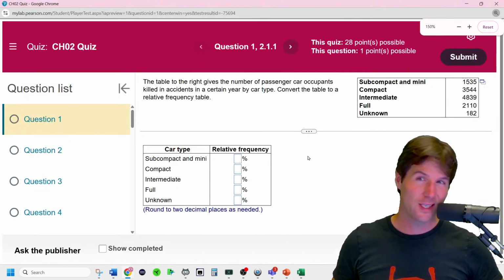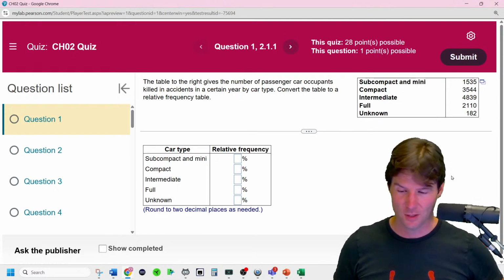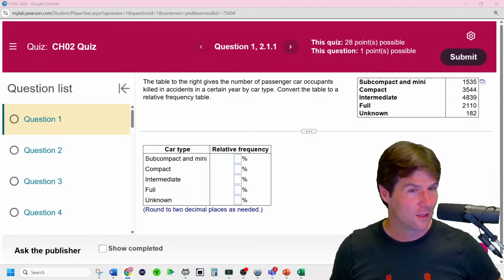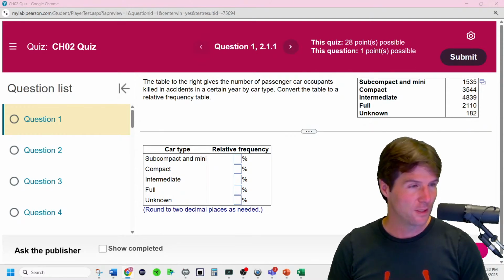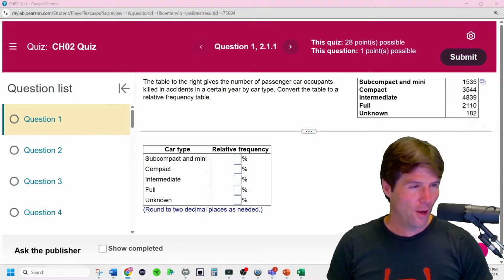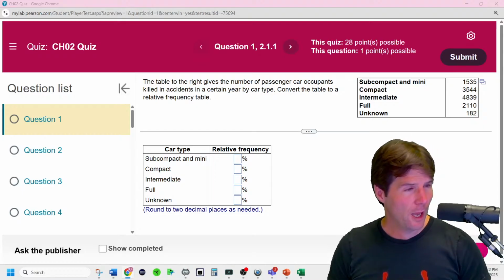So this is a relative frequency table. Let me take the start of it. The table to the right.